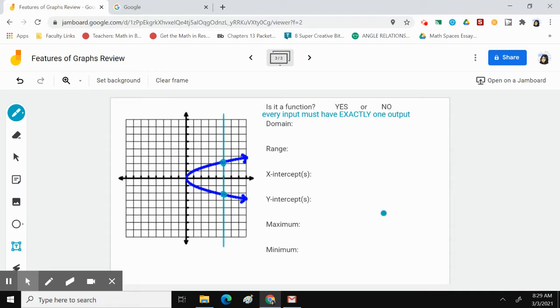This is a problem, okay? Because that means if I go to this input, which is 1, 2, 3, 4, 5. So if I go to the input 5, my output could be 2, or my output could be -2. But every input should have exactly one output. This input has 2 outputs. So this fails the vertical line test. Okay, so this is not a function. Fails the vertical line test.